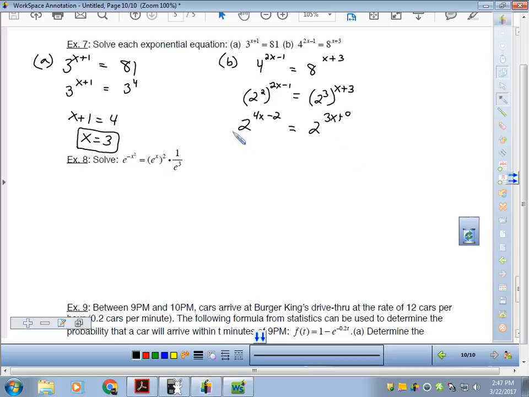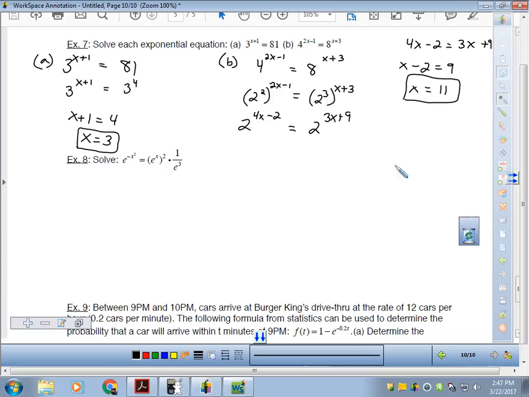At that point, they now have the same base, so we can set the exponents equal to each other. So 4x minus 2 equals 3x plus 9. Subtract the 3x over, so we have x minus 2 equals 9. Add the 2 over, we get x equals 11. So there is our answer.